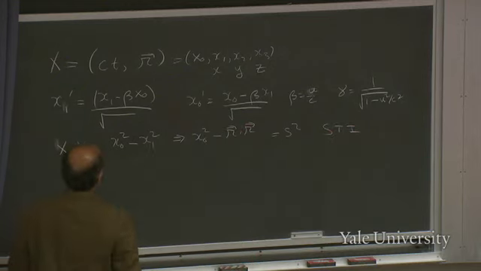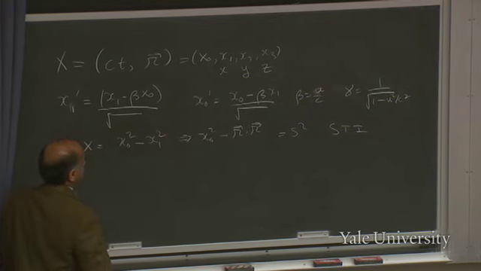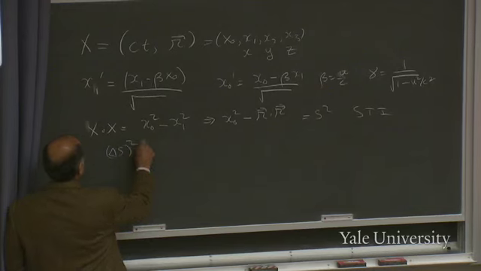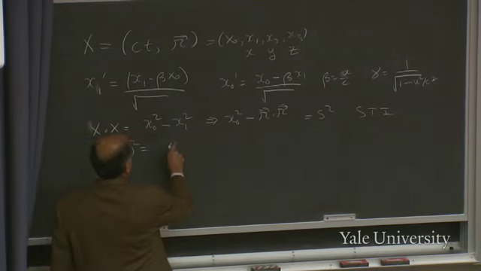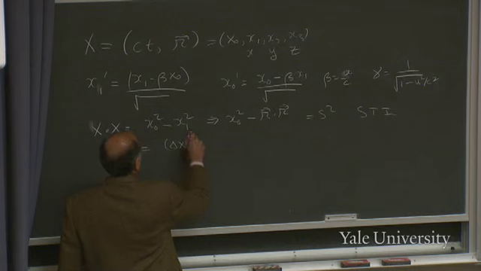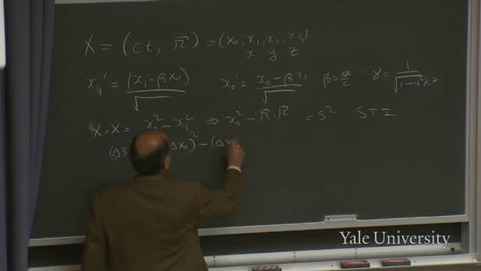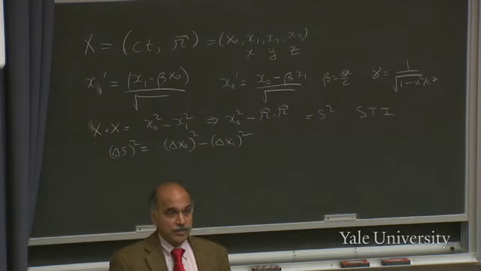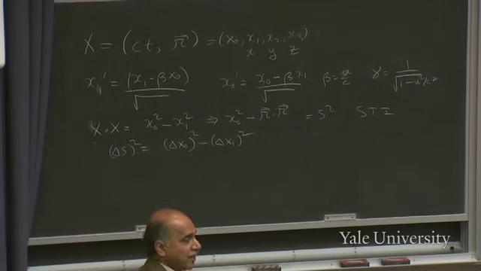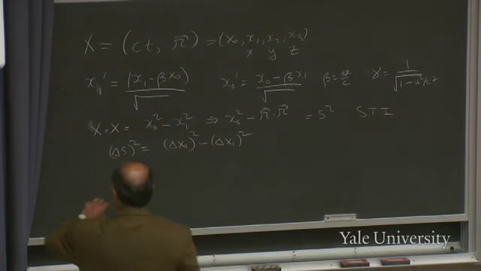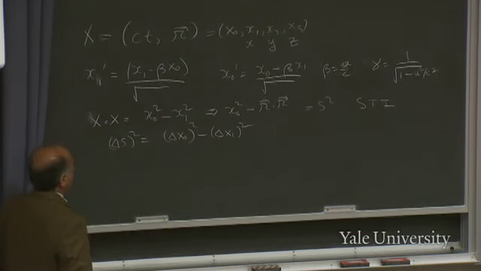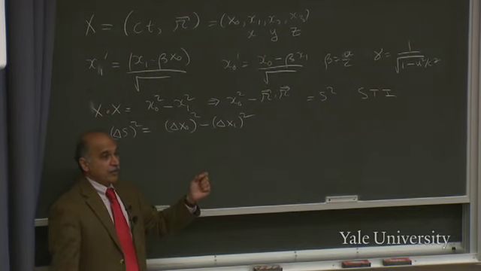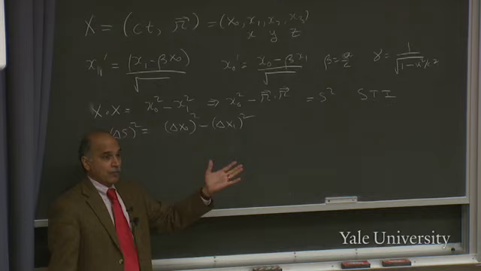If you took 2 events, separated in space by delta x and separated in time by delta t, then we like to use the symbol delta s squared for the space-time interval. That's the same thing applied to the differences rather than to the coordinates themselves. And this is invariant. Invariant is a term mathematicians use for saying same for all people or unaffected by Lorentz transformation.